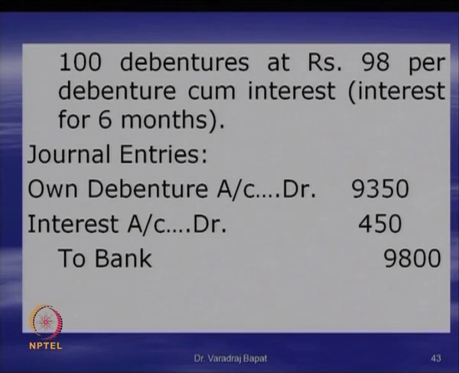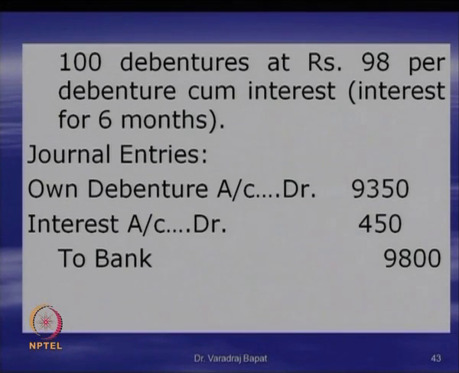on it. Now you can see the entry, that own debenture account, a new account, is created because we are buying back our own debenture. Interest account is debited, because the interest which we would otherwise pay, now we are paying to bank. Now the purchase has been made for 98 rupees for 100 debentures. That is why bank account is credited with 9800.